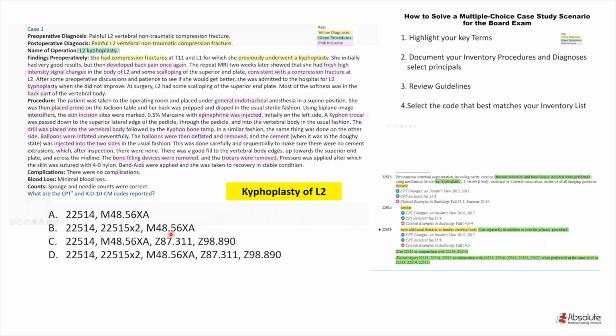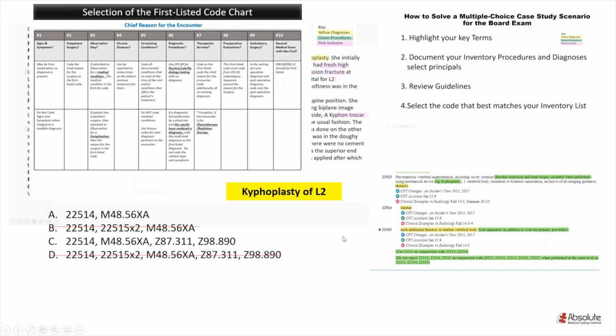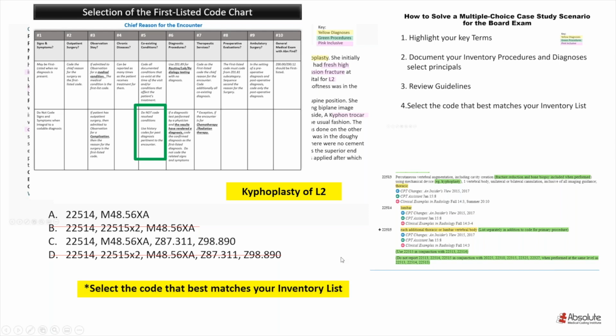22515. So if you look at B and D, they're coding for a whole lot of vertebral bodies. So we're going to get rid of B and D. And that leaves us with A and C. So I apologize for kind of getting a little ahead of myself. Now we're going to focus on coding for these history codes pertinent to the encounter.